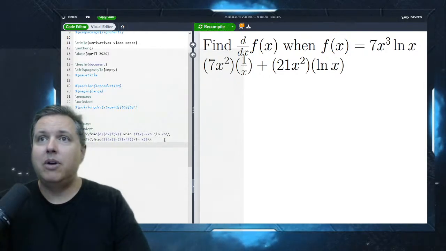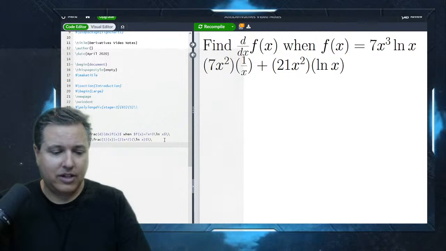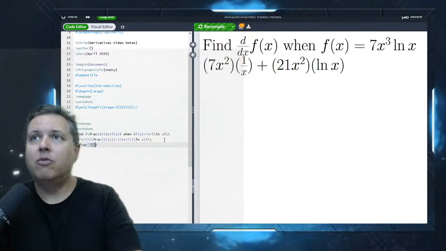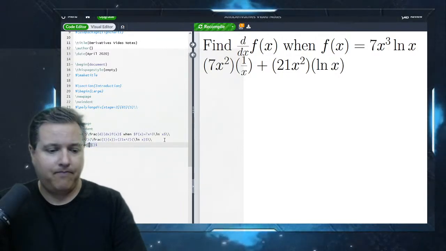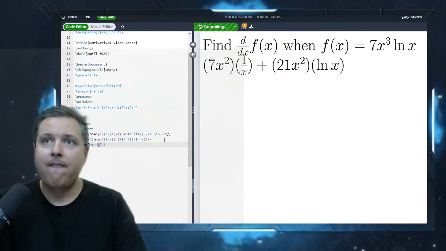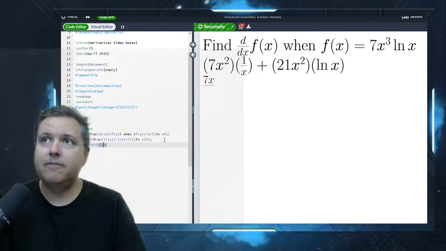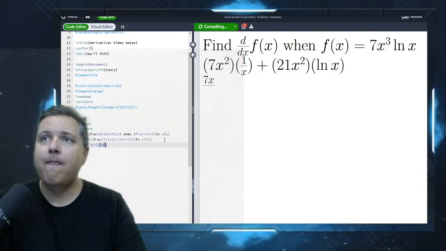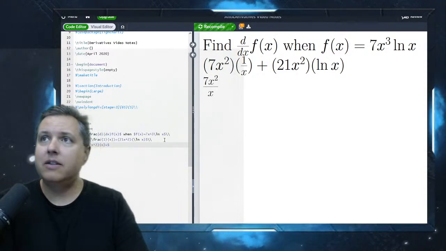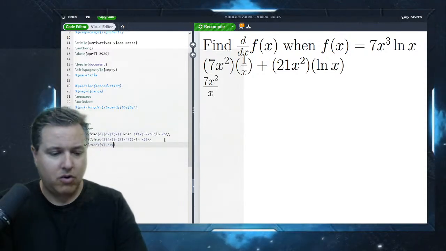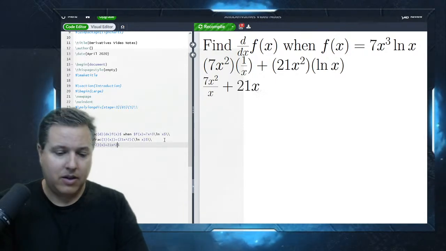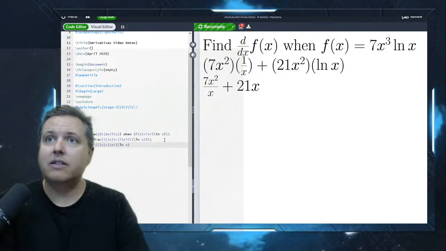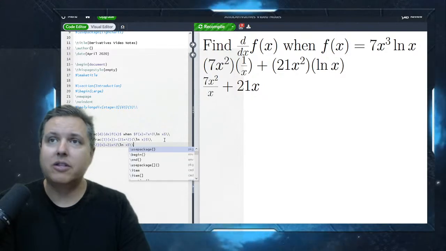So this would become 7x, so looks like we have a fraction. We're going to have 7x squared over x plus 21x squared times the natural log of x. All right, remember the space that time.